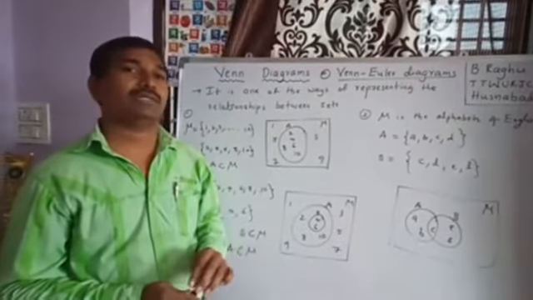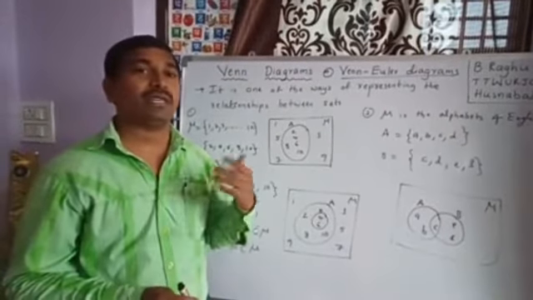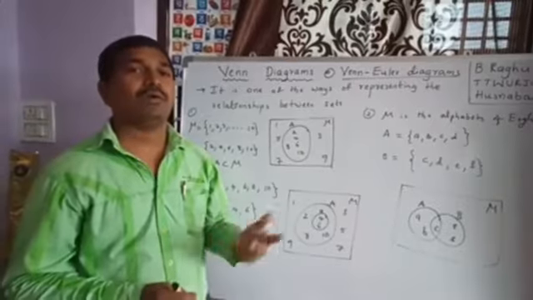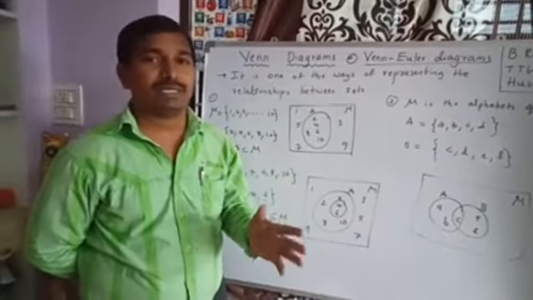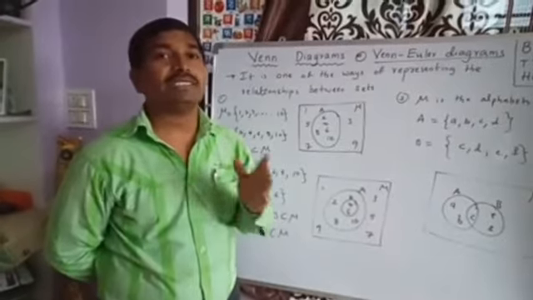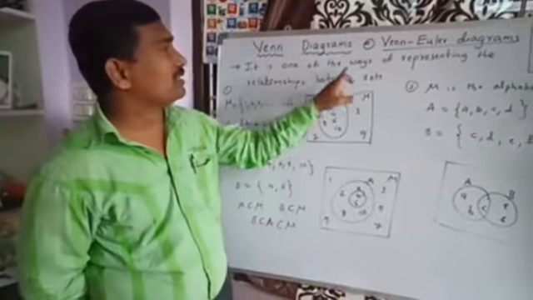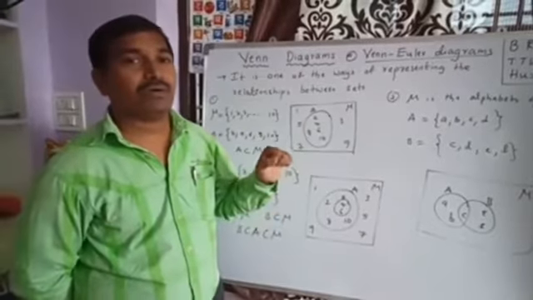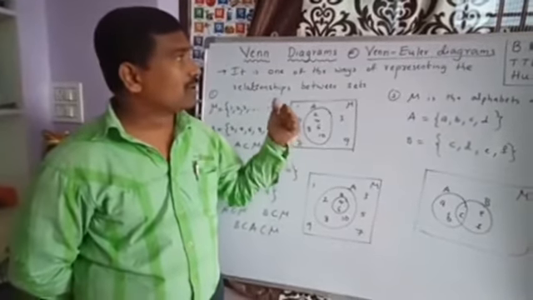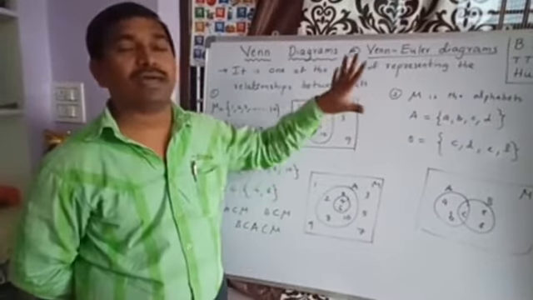It is how to represent the relationship between two or more sets. It is one of the ways of representing the relationship between sets. So, how do we show this diagram?